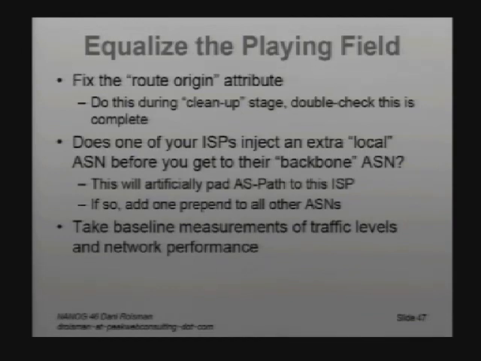And as far as AS hop goes, equalizing the playing field, check, do any of your ISPs insert an extra local ASN before you get to the backbone ASN? There are a few large ISPs that will do this, where they may have a backbone ASN and every region has its own local ASN. You're peering with the regional ASN and you have to go through the backbone ASN before you hear any additional routes. This, unfortunately, will artificially pad your AS path to that ISP. It adds one extra AS hop, which is really of not much consequence, but it will affect your routing decisions. So if so, equalize the playing field by adding one hop to everybody else.